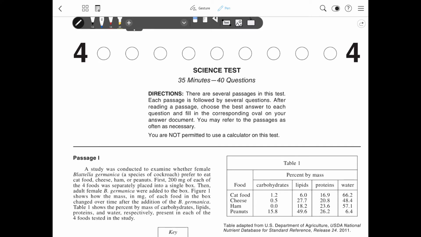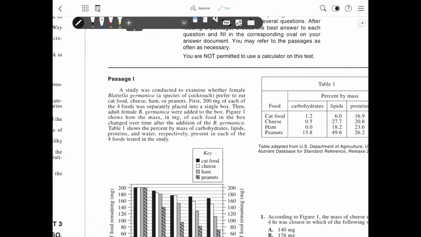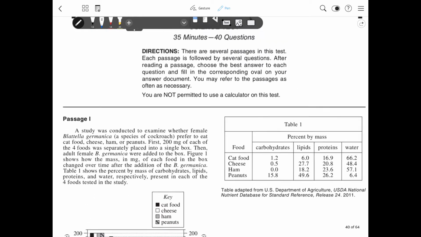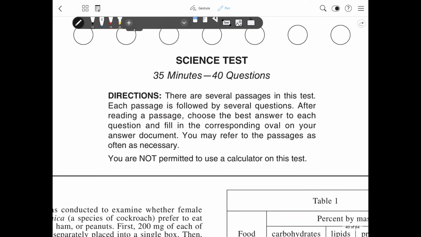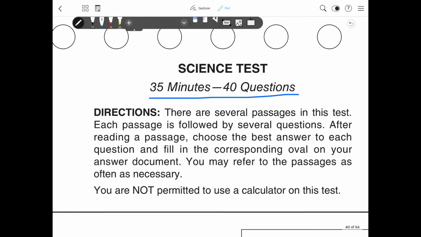It's more about testing whether or not you can analyze a lot of graphs and figures and these little short excerpts on experiments. As you can see here, at the top of every ACT science section, it gives you this exact same excerpt. It's good to read this ahead of time so you don't waste time reading the directions when you're actually taking the test, because right here it says you only have 35 minutes for 40 questions, and if you break that down, it's about 52 and a half seconds per question. So you definitely want to be very conscious of your time so you don't waste any valuable seconds.